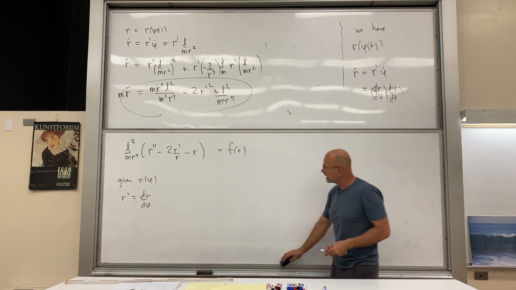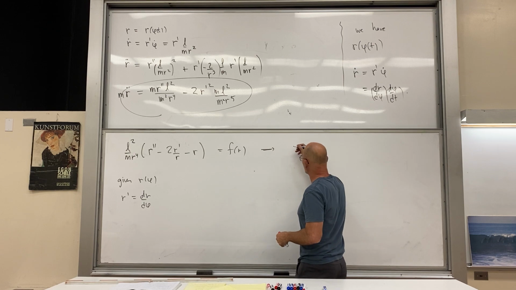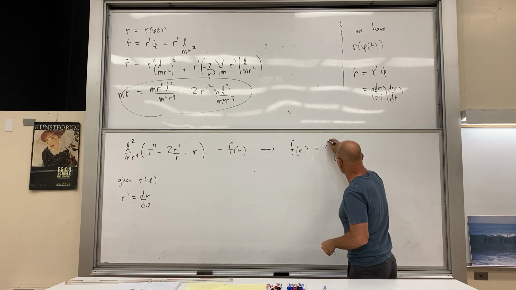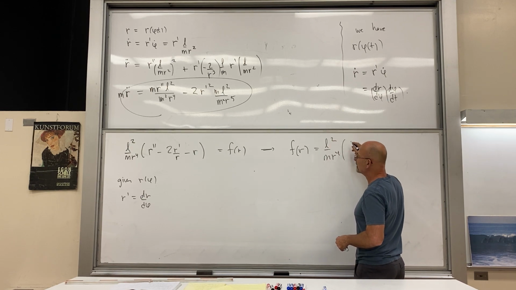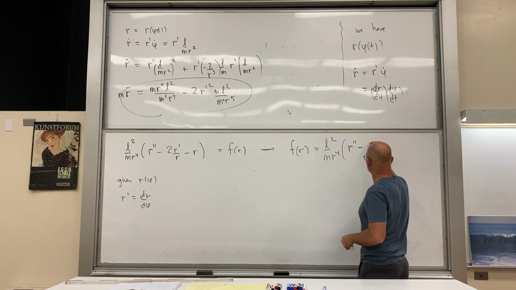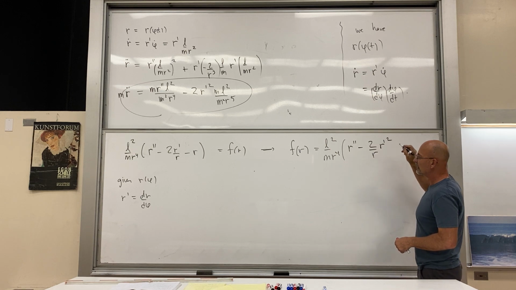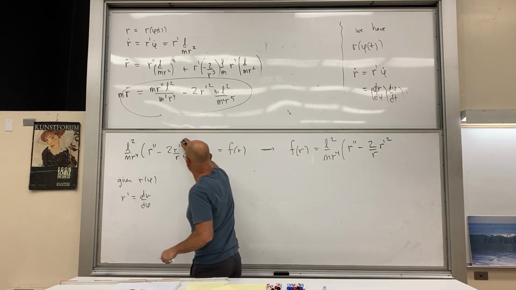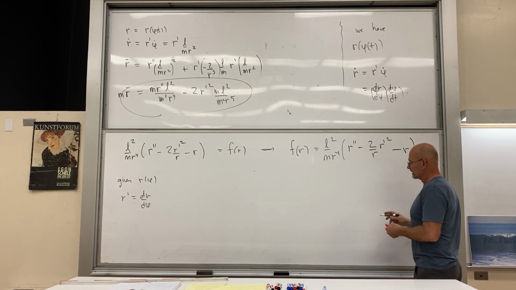In fact, I'll write it the other way around just so we have something to look at. So f of r, which is what we're looking at, we take L squared over m r to the fourth, and then we have the second derivative, was a squared here. Yeah. Minus r. Good.